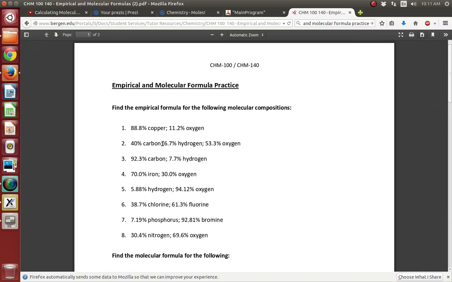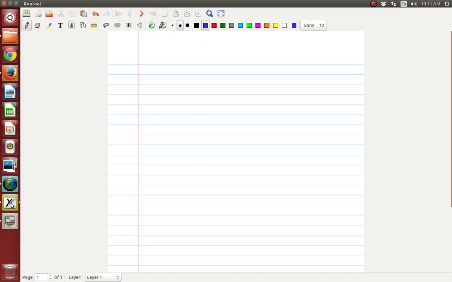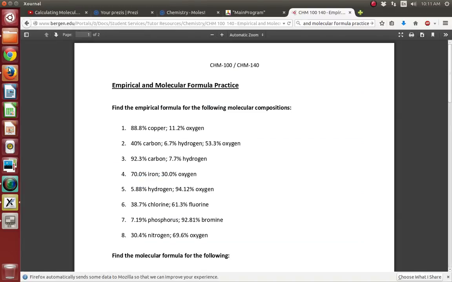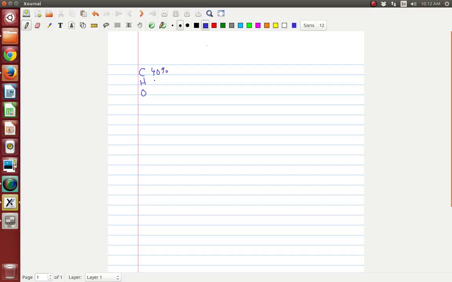We have 40% carbon, 6.7% hydrogen, and 53.3% oxygen. So let me write that on here. We have carbon, it's 40% carbon, hydrogen and oxygen. I gotta go back and look at the compositions. 6.7 and 53.3. Okay, so 6.7 and 53.3.